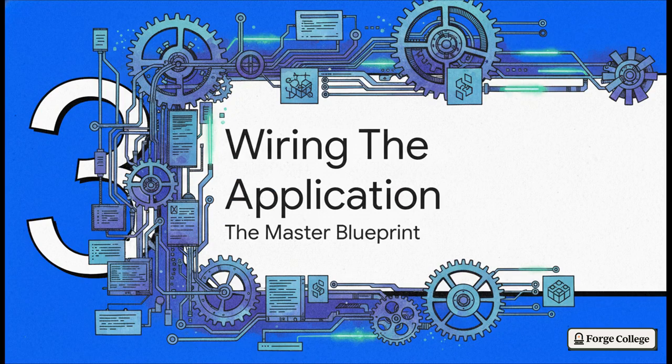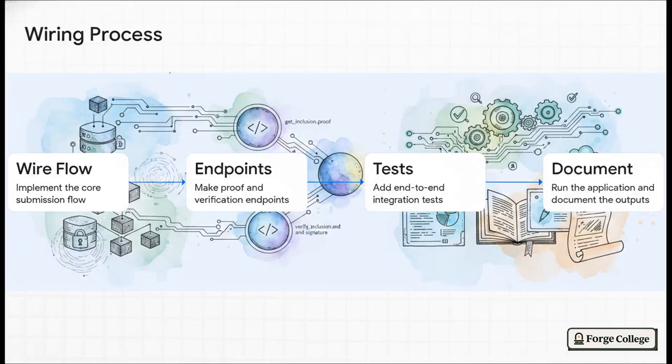Next up is Section 3, wiring the application, the master blueprint. Now, what's really interesting about this slide is the actual mechanical process of combining our code. Let's walk through the assembly itself. Step 1, wire the flow. We need an endpoint that catches a transaction, hashes it, signs it, and stores it persistently.